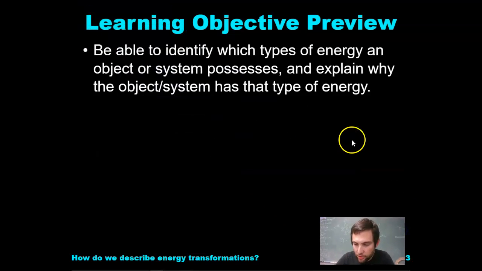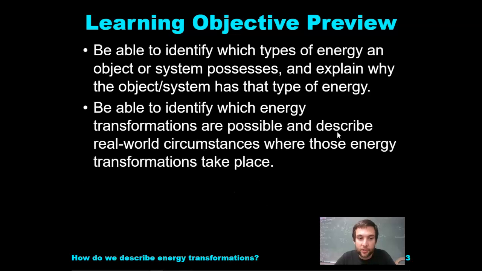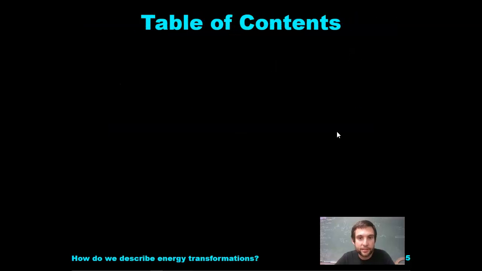All right, let's talk about energies and the different types. Buckle up because there's a lot. The objectives for this lesson: we should be able to identify which types of energy an object or system possesses and explain why the object or system has that type of energy. We also need to be able to identify the energy transformations and which are possible, and describe real-world circumstances where those energy transformations take place.